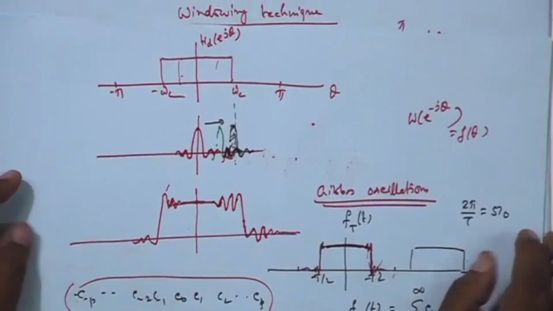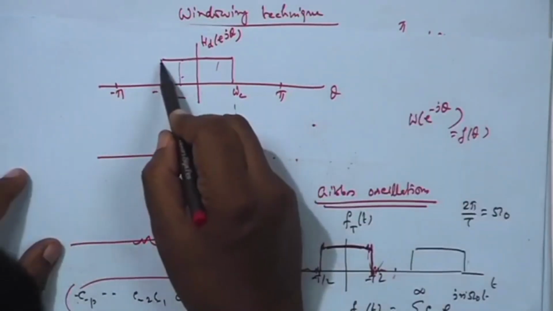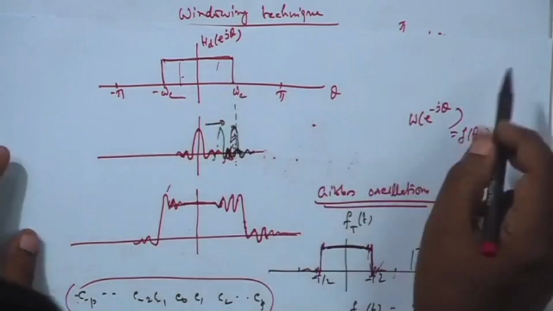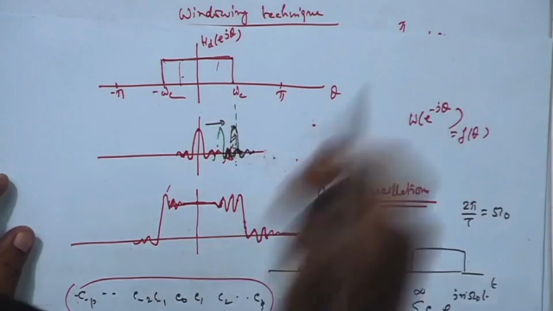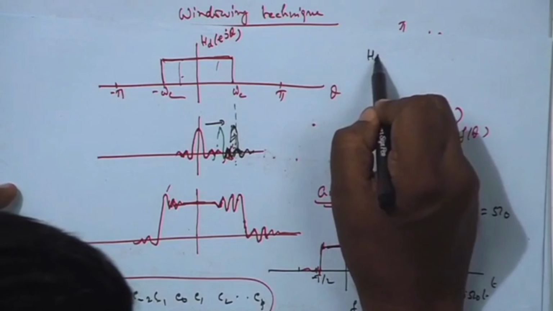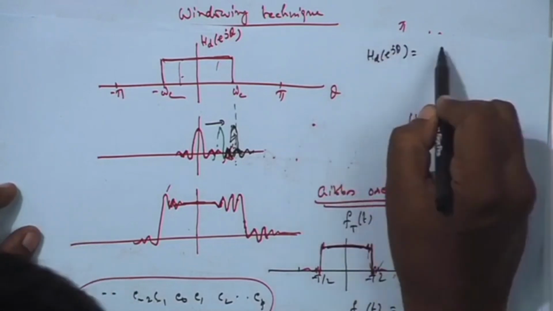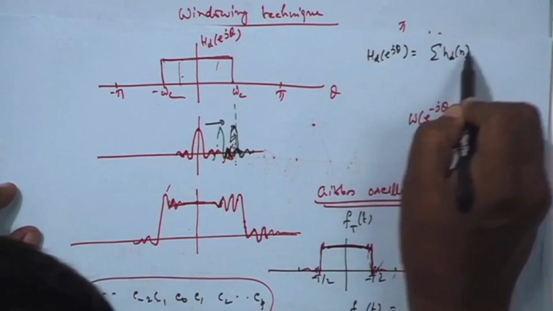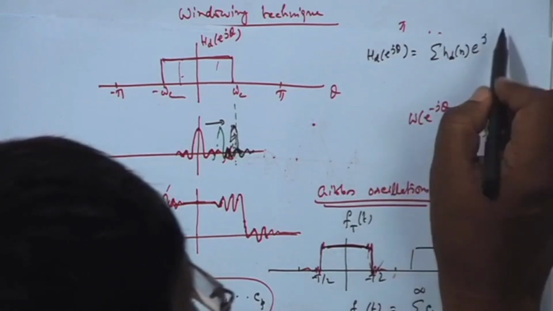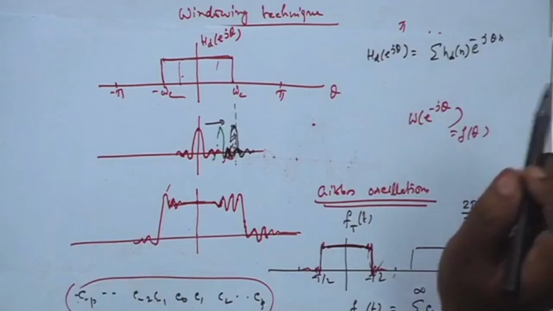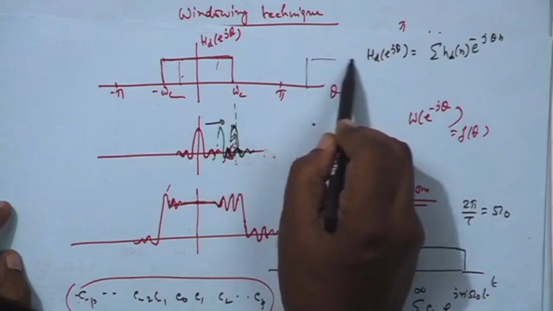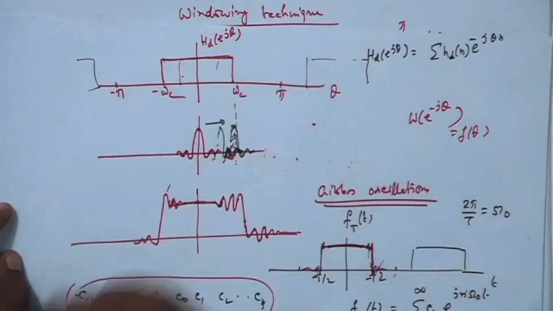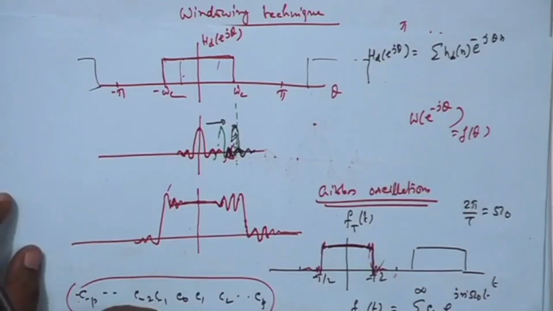Here, what is the connection? DTFT as such, suppose this is the thing, DTFT. Original H_d(e^{jθ}), this is some Σ h_d[n] e^{jθn}. But H_d(e^{jθ}) is a function of theta, and we know it is a periodic function. DTFT is periodic over a period 2π.